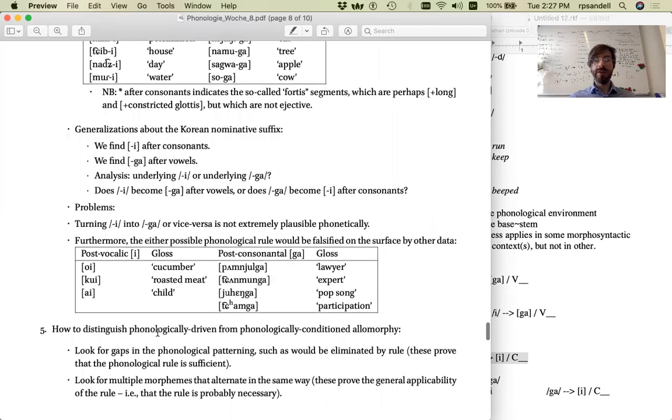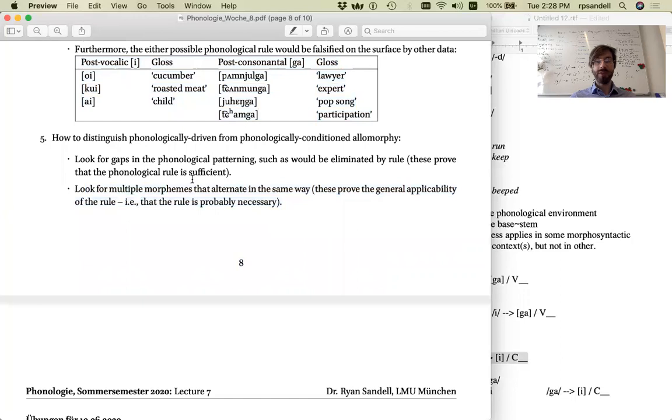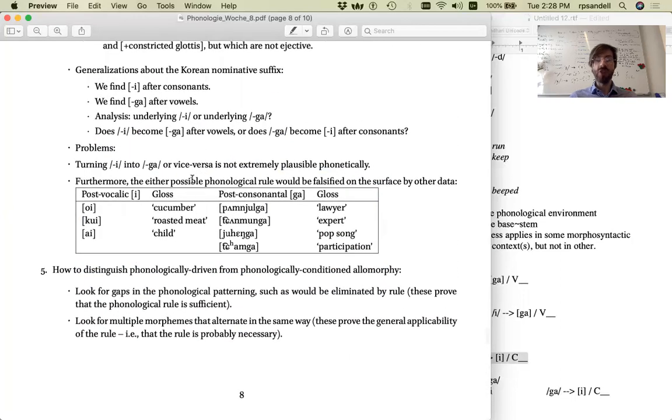And in order to distinguish between phonologically driven and phonologically conditioned allomorphy, I would do two things in general. So one, you can look for gaps in phonological patterning, such as would be eliminated by a rule. And those prove that a phonological rule is sufficient. And also look for multiple morphemes that alternate in the same way. And those prove the general applicability of the rule, namely that the rule is probably necessary.